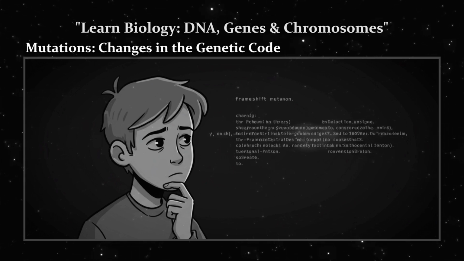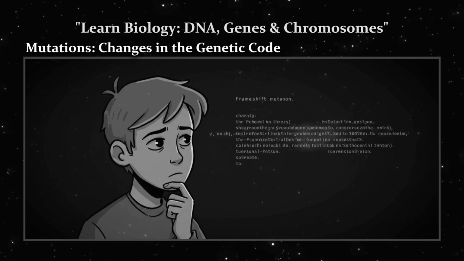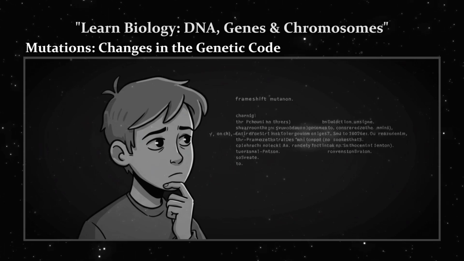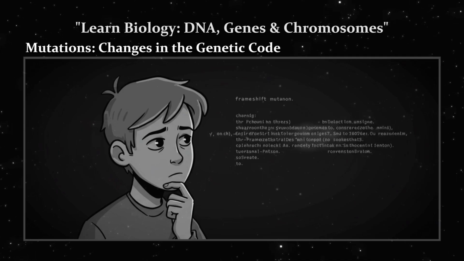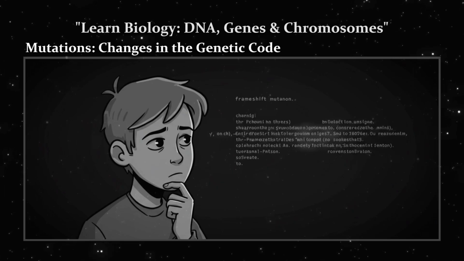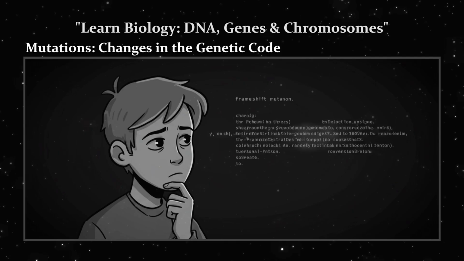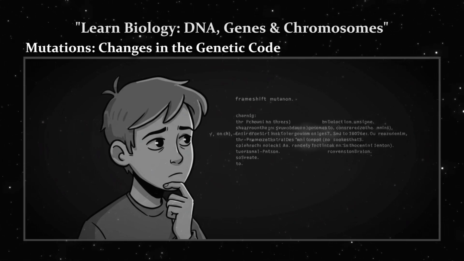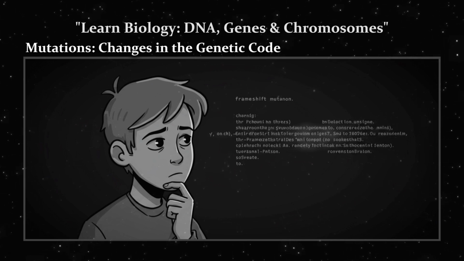A single substitution, an A changed to a T, causes one amino acid to be wrong in the hemoglobin protein. This single change is enough to cause the entire protein to misfold under certain conditions, deforming the red blood cell and causing the disease. The most severe substitution is a nonsense mutation. This is when the codon is changed from one that codes for an amino acid, like UGC for cysteine, to one of the three stop codons, like UGA. This is a devastating error.